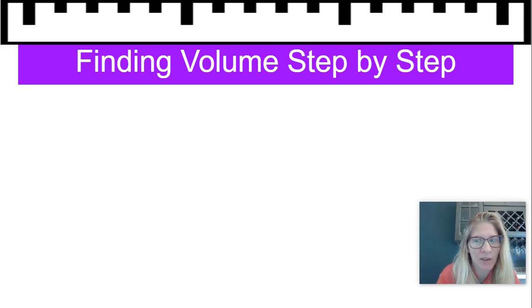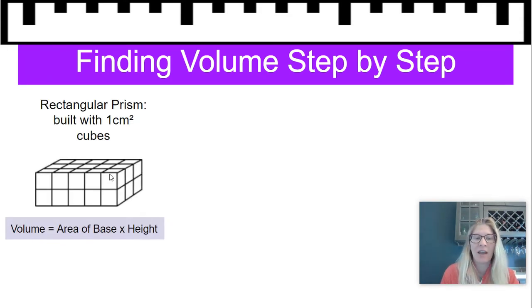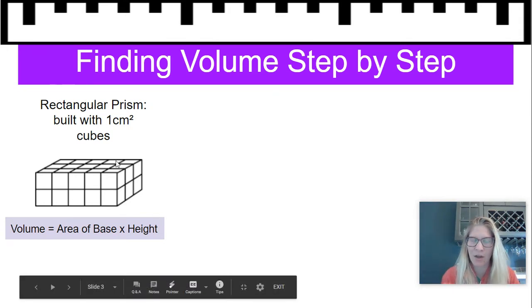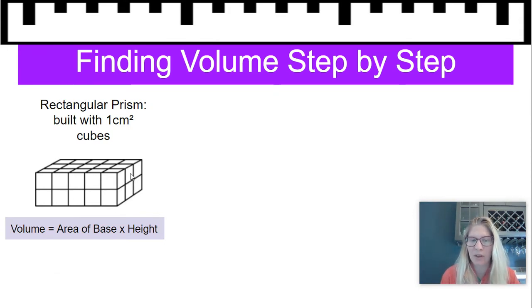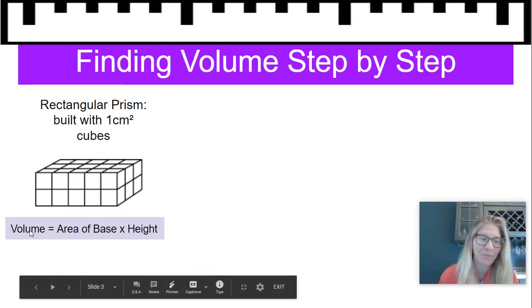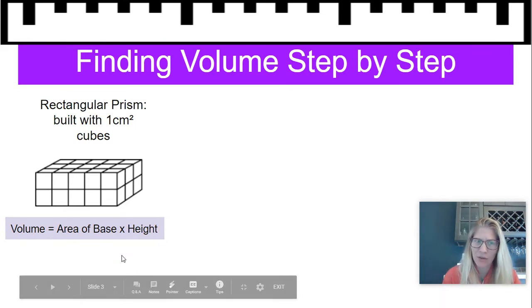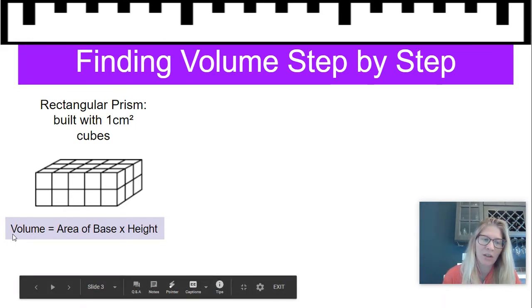So last week we talked about volume of rectangular prisms by counting how many unit cubes it took to build the shape. But you don't always see prisms built with unit cubes. For example, your Amazon boxes, your tissue boxes. You can't see the unit cubes that are building them up. So there is a formula that you can use when you only have the measurements and you don't see the cubes. So here is the formula.